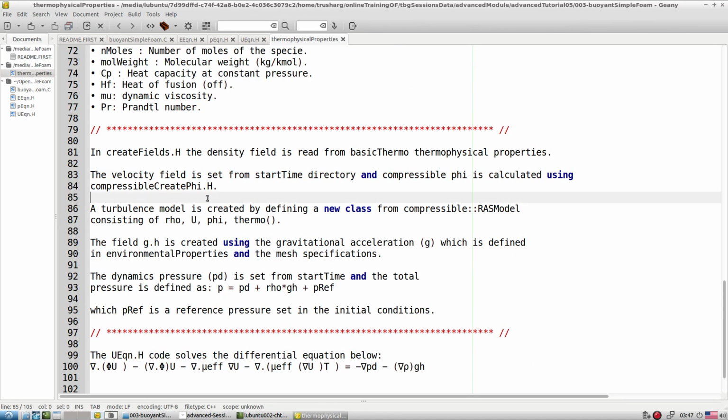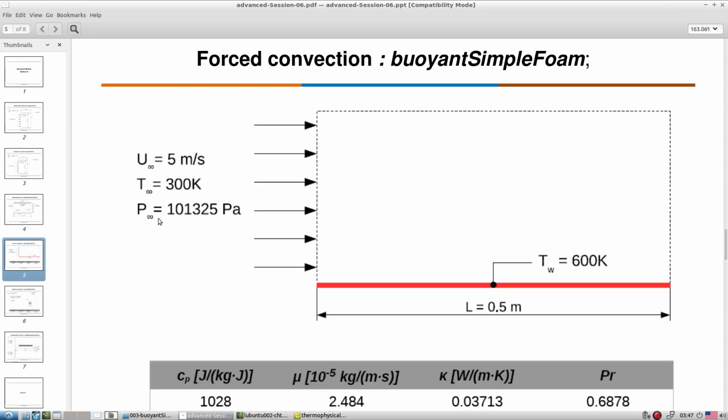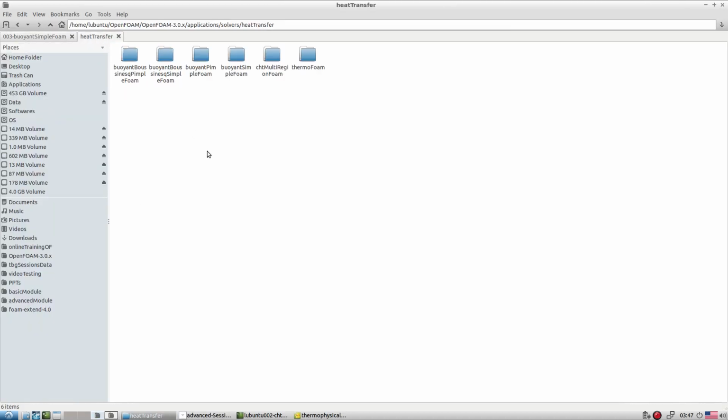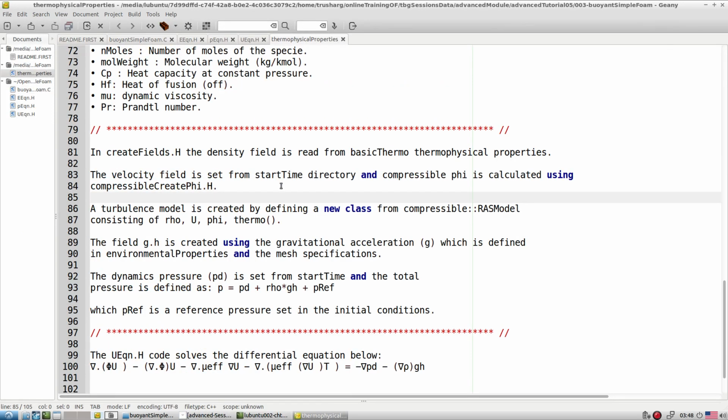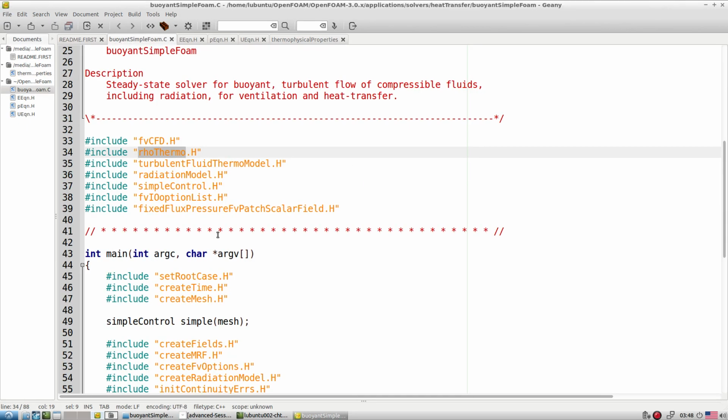So if we go towards the particular files, inside here we want to look at buoyantSimpleFoam. Let's open this file. Here we have rhoThermo, and it takes into account these thermodynamic properties. That is what I mentioned here. So that is rhoThermo. Along with that, we have a few more entries.